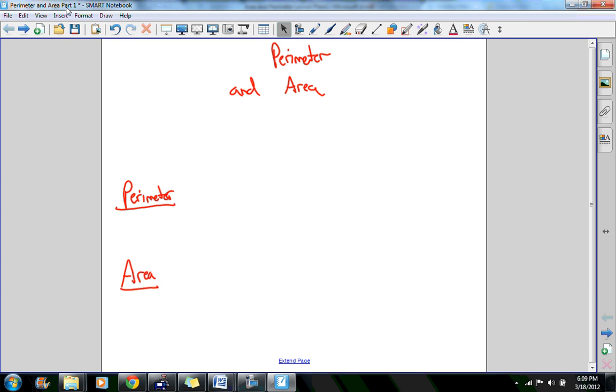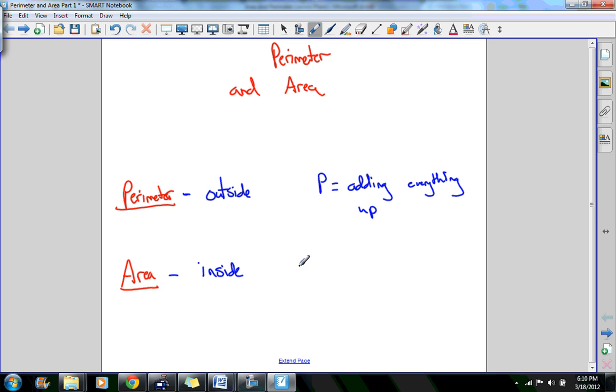So when we're working on area and perimeter, we got to know what they are. Perimeter first is the outside, where area is always going to be the inside. The formulas are perimeter equals just adding everything up. But the area actually has a formula.